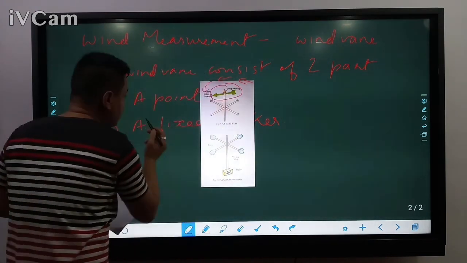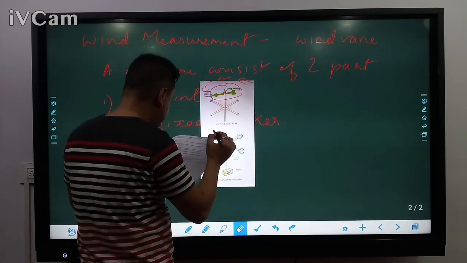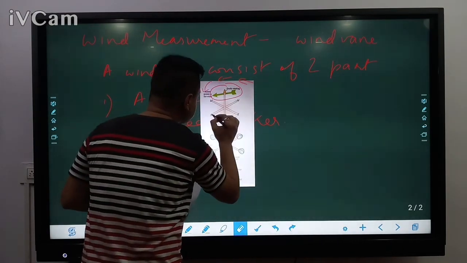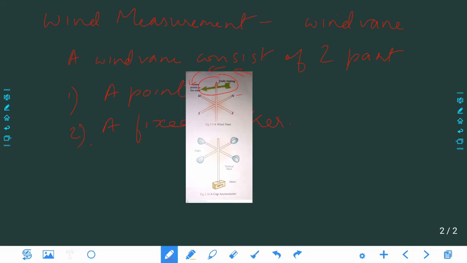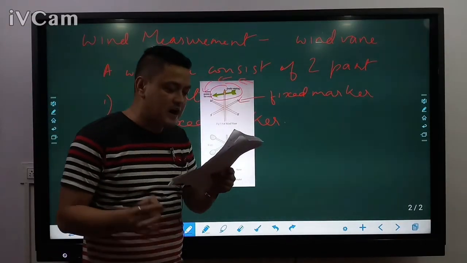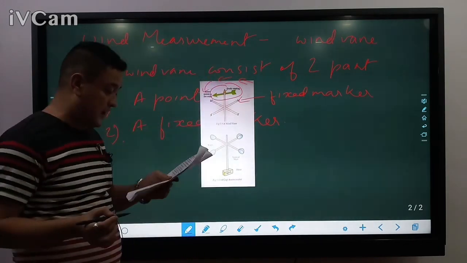The second one is a fixed marker. A fixed marker shows cardinal directions. North, south, east and west are the cardinal directions, and this is known as a fixed marker. They mark the direction of the wind. A fixed marker which shows cardinal directions, namely north, south, east and west, helps to determine the direction of the wind.